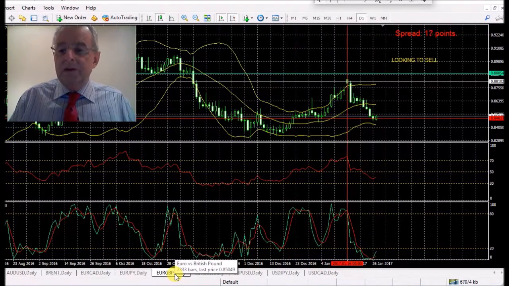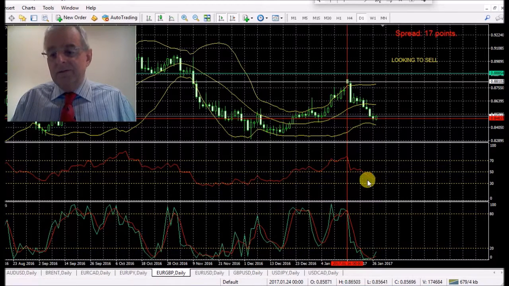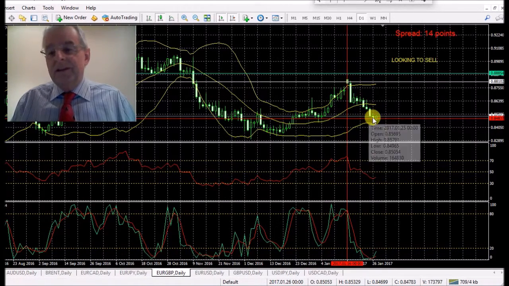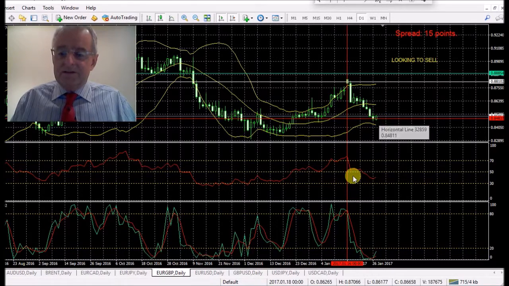Euro GBP. Again, we've started coming up on the RSI. Calling it out on that one. So anybody who was in up here, get out of it. It's starting to turn.